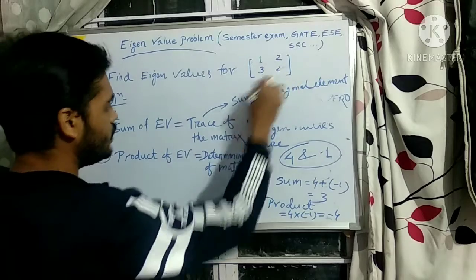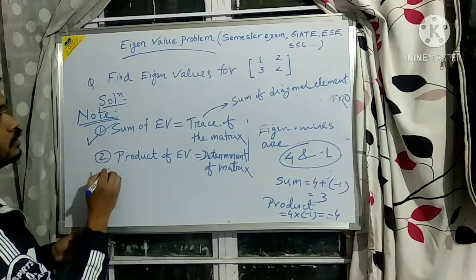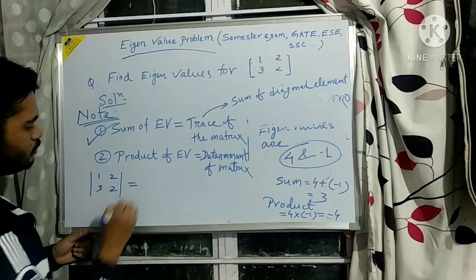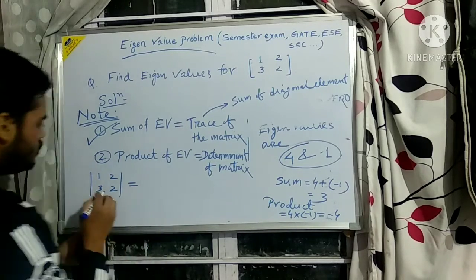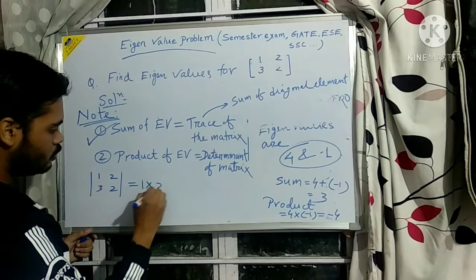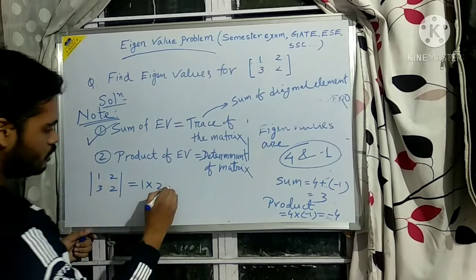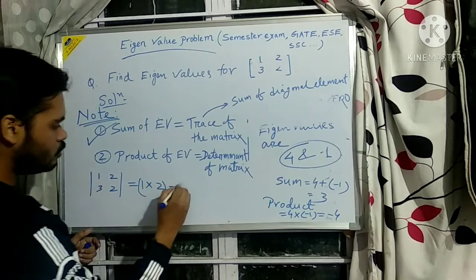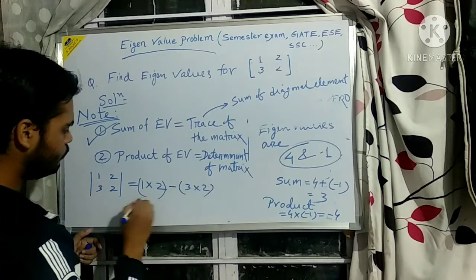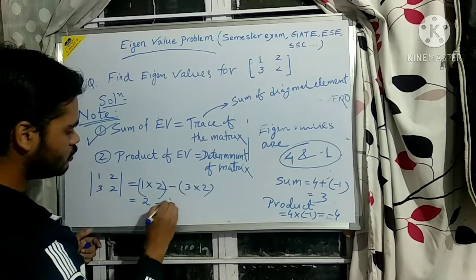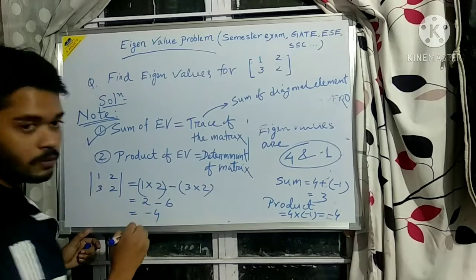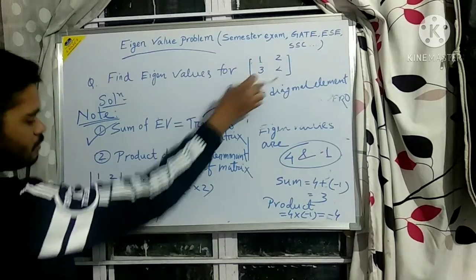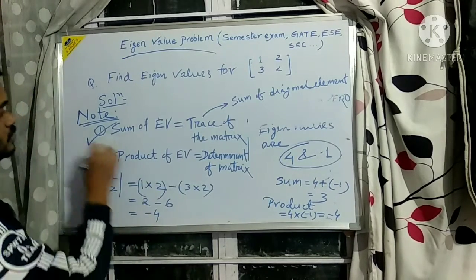What is the determinant of the matrix? Now here I am finding the determinant of 1, 2, 3, 2. I hope you know how to find the determinant. So I am doing 1 into 2 minus, according to the formula, 3 into 2. This is 2 minus 3 into 2, which is 6. So this is minus 4. You can see here the product of the eigenvalues is minus 4 and the determinant of the given matrix is also minus 4. Right? So this thing is important.